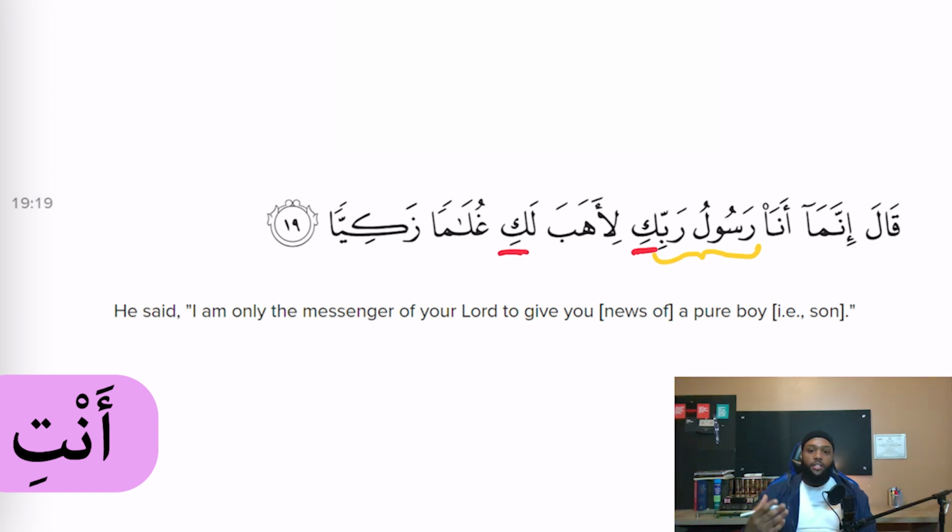لِأَهَبَ لَكِ. And this lam here means for or to, right? To give to you, again in the feminine form, right? Anti. غُلَامًا, a boy, a child. زَكِيًّا, a pure boy, right? Mawsuf was sifa fragment here as well.